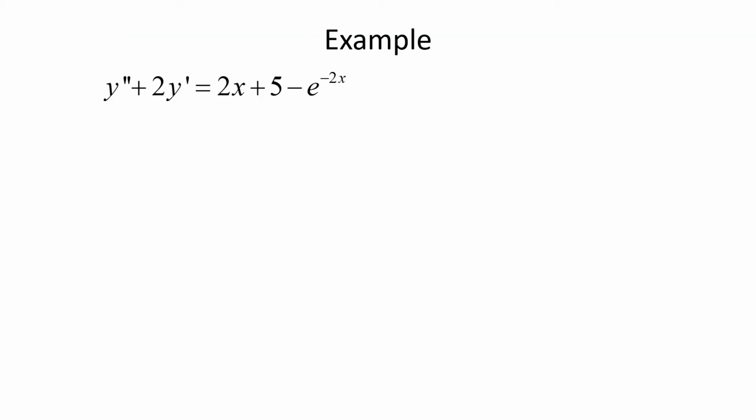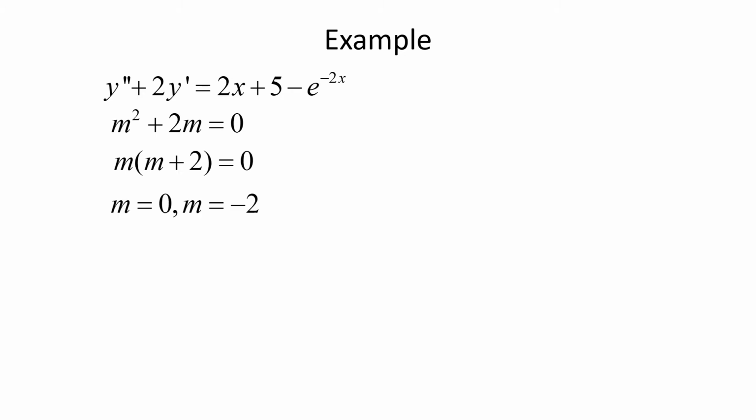All right, let's look at a second example. y double prime plus 2y prime equals 2x plus 5 minus e to the negative 2x. If we go through the process, again, the first thing we're going to do is solve the homogeneous part of the equation. So m squared plus 2m equals 0. That means m times (m plus 2) equals 0. So m equals 0, or m equals negative 2.